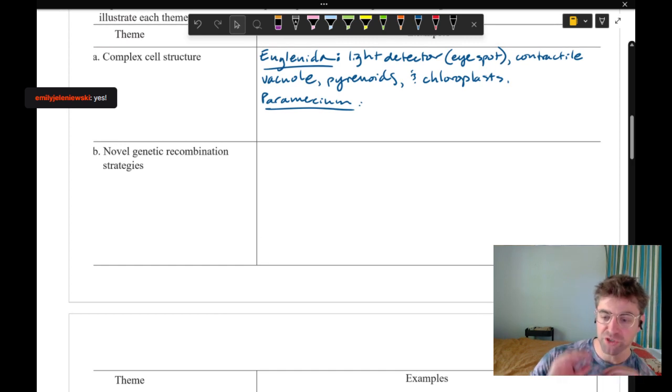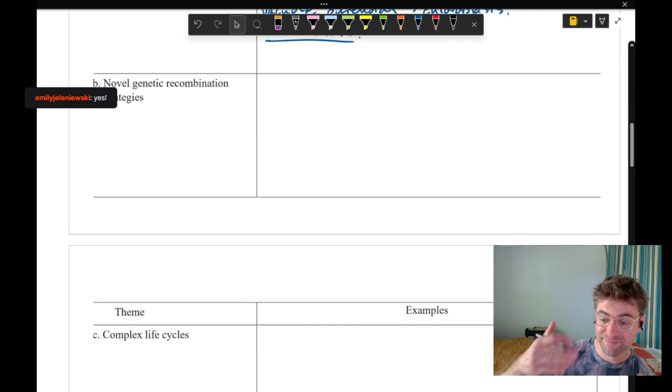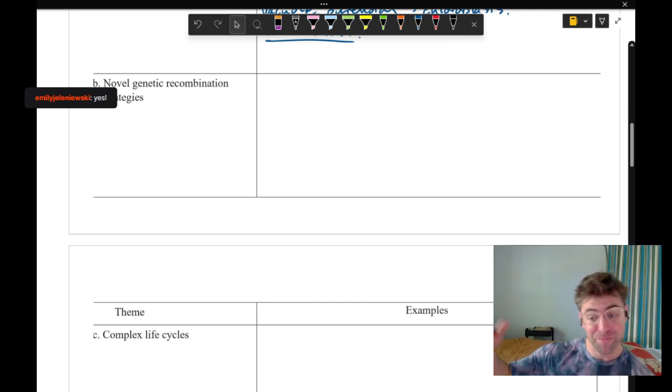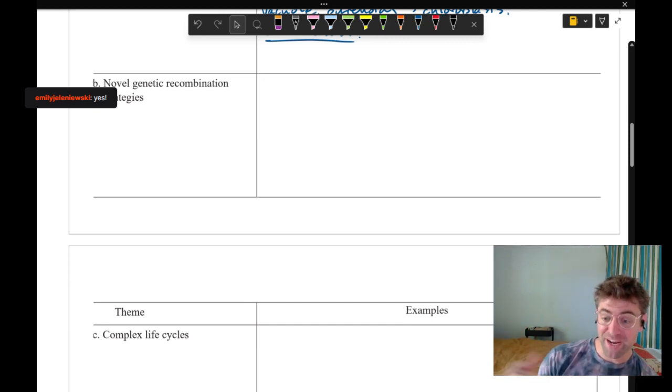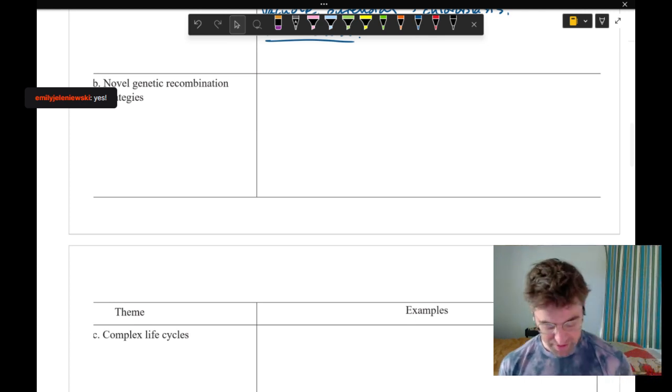So complex cell structure showing off those specialized compartments, membrane-bound compartments inside the cell, and some new specialized structures for things like motility and eating and seeing, interacting with the environment. Right? And that then improving survivability of the organism, which passes on those genetic traits, leading to greater reproductive success and additional evolution. Novel genetic recombination strategies.